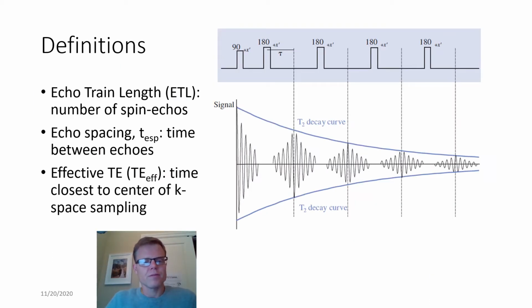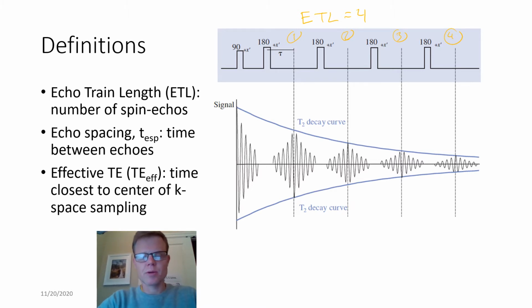Okay, so we have a couple of new terms we're going to define for our fast spin echo sequences. The first of these is the echo train length. In this example, this is the number of spin echoes that are created. So in this sequence over here, we would have an echo train length, or ETL, equal to 4, because we have 1, 2, 3, 4 spin echoes created.